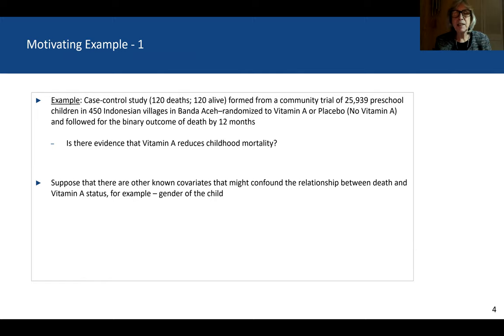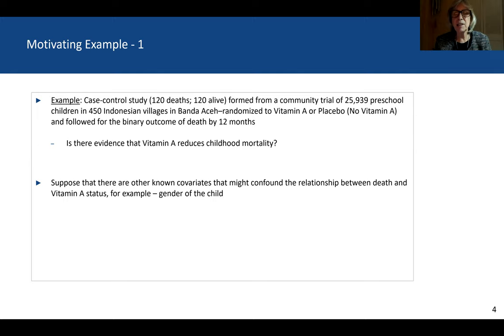As a motivating example, we'll use the case control study of 120 deaths and 120 living children formed from a community trial of almost 26,000 preschool children in Indonesia who were randomized to either vitamin A or placebo, meaning no vitamin A. And they were followed for the binary outcome of death by 12 months. Of interest was the question, is there evidence that vitamin A reduces childhood mortality?